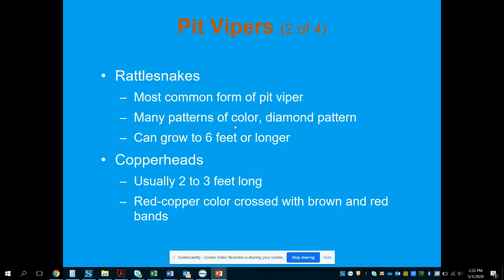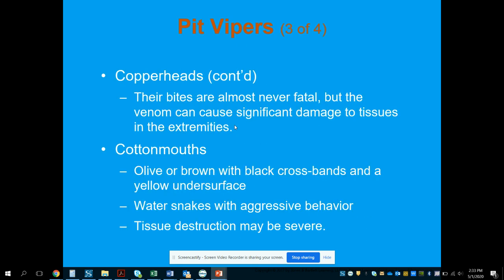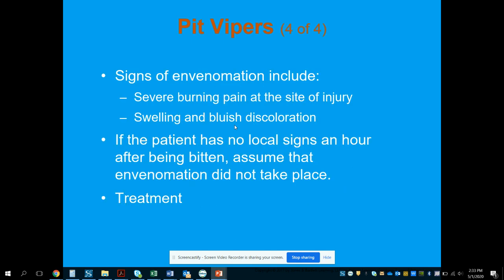Rattlesnakes are the most common form of the pit viper. There are many patterns of color, and they usually have a diamond pattern. They can grow to be up to about 6 feet or longer. Copperheads are usually 2 to 3 feet long, and they have a red copper color crossed with brown and red bands. Their bites are almost never fatal, but the venom can cause significant damage to tissues in the extremities. Cottonmouths are olive or brown with black cross bands and a yellow undersurface. They are water snakes with aggressive behavior, and tissue destruction can be severe.